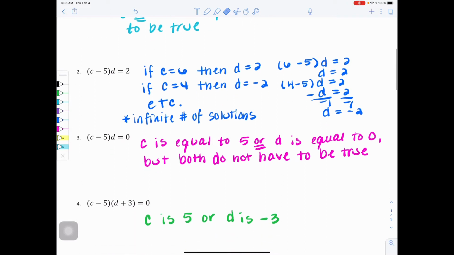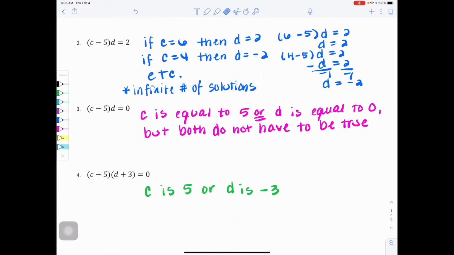For number 3, C minus 5 times D equals 0 changes it up. If this is going to be equal to 0, then C is either equal to 5, so that 5 take away 5 would be 0, or D has to be equal to 0. You do not have to have both to be true. So it changes between 2 and 3 because what we set it equal to was 0 instead of 2.